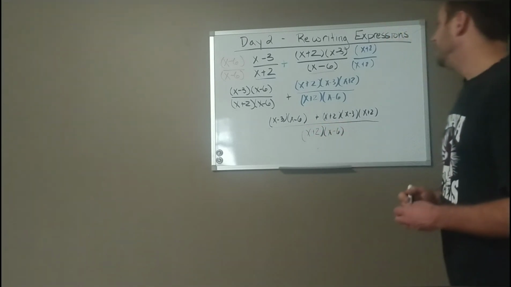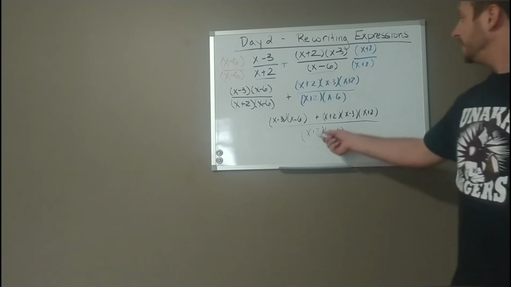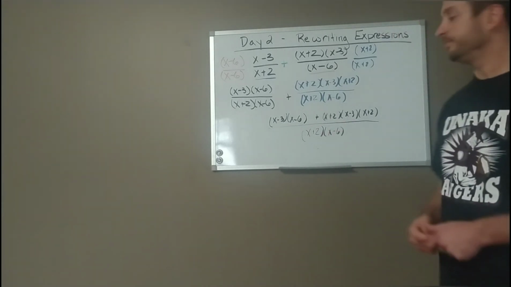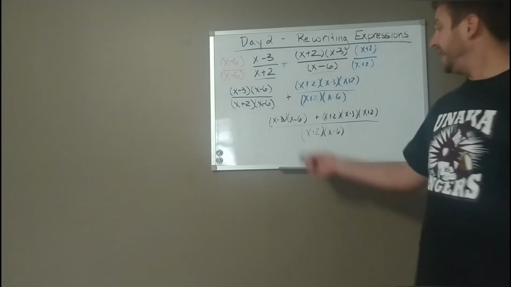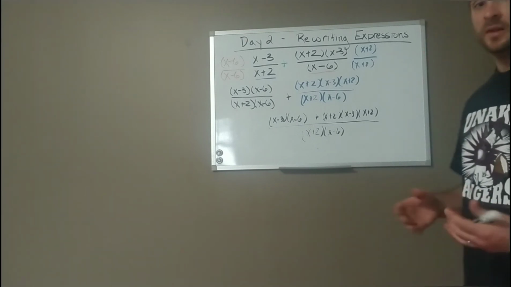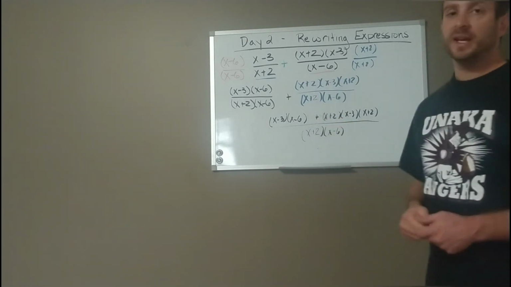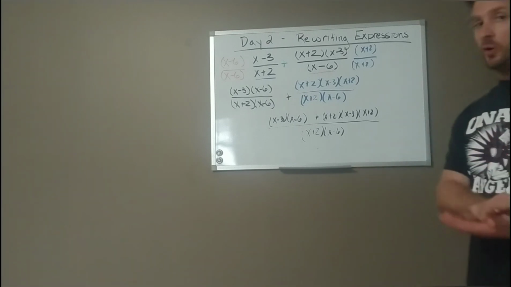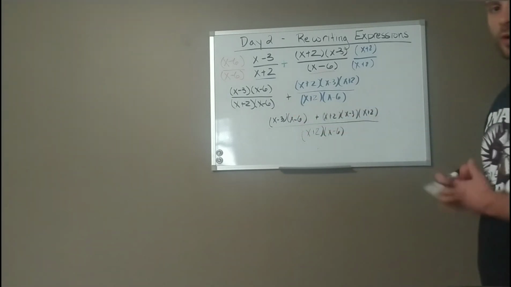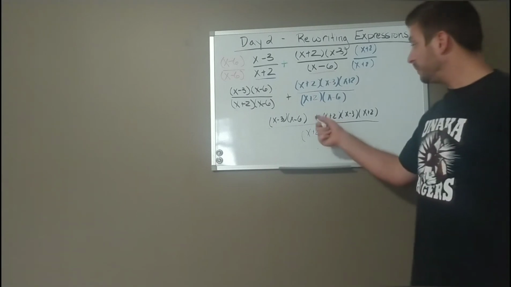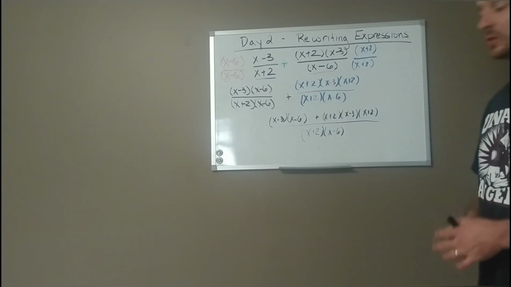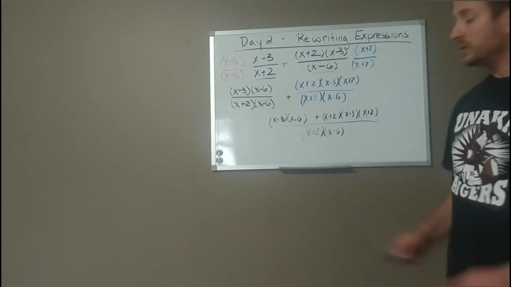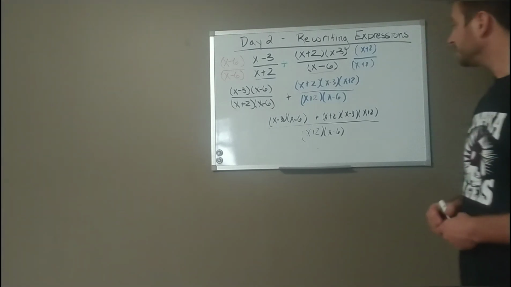Now, why can't we cancel the x plus 2? Why can't we cancel the x minus 6? Well, it's because this isn't multiplication all the way across. We can only cancel things that are being multiplied by the entire quantity. Since this isn't multiplication, we can't cancel those. Even though one's on the top, one's on the bottom, we can't cancel it.